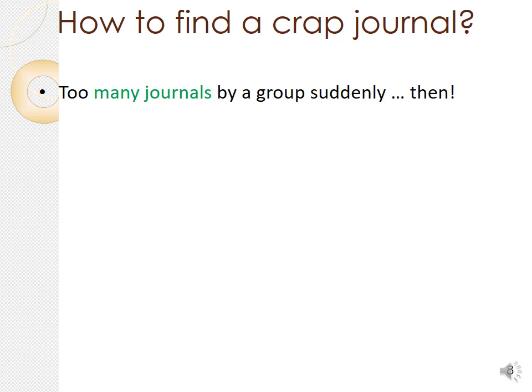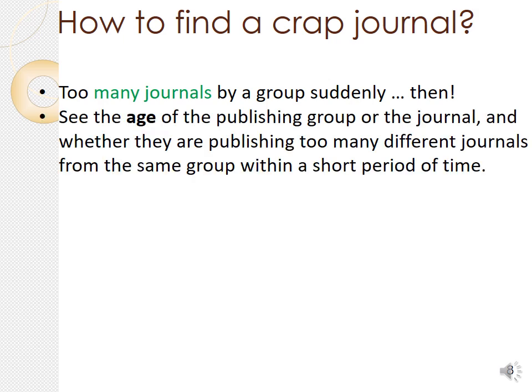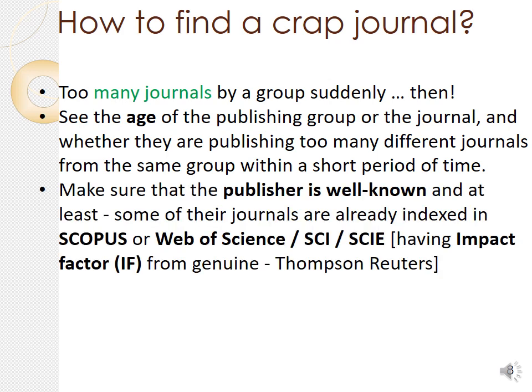Like, I mean, if I have a group called Ahad Group, and then you find that I have 50 journals, and every week I have a new journal introduced to the community, with a nice website, but it is not good. So see the age of the publishing group or the journal, and whether they are publishing too many different journals from the same group within a short period of time. This is another category you can consider.